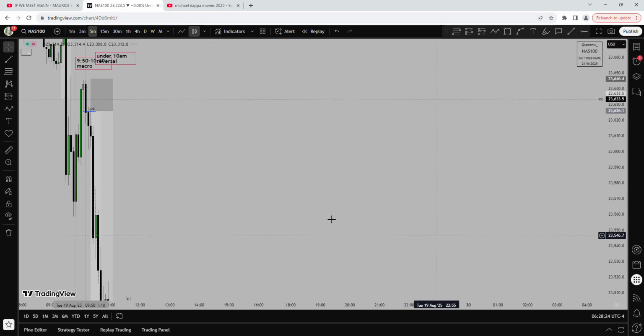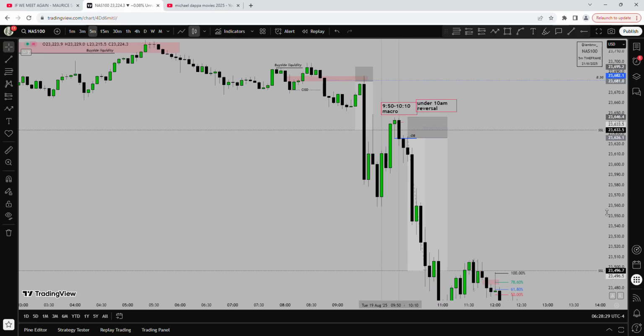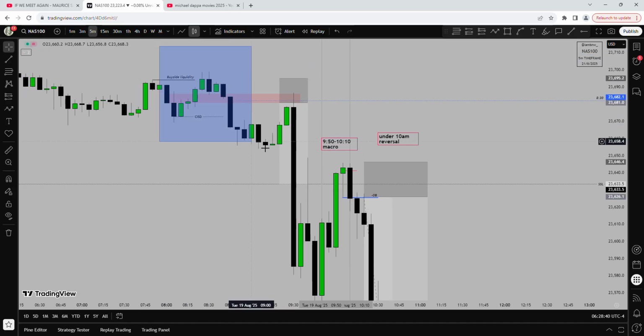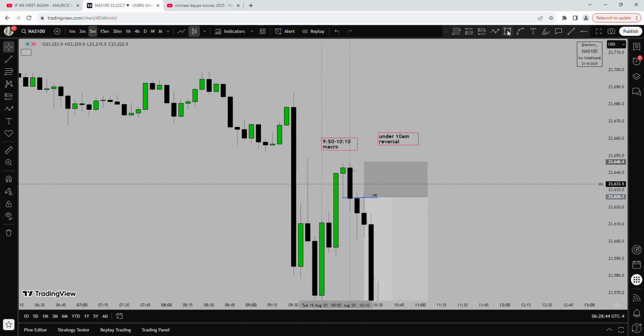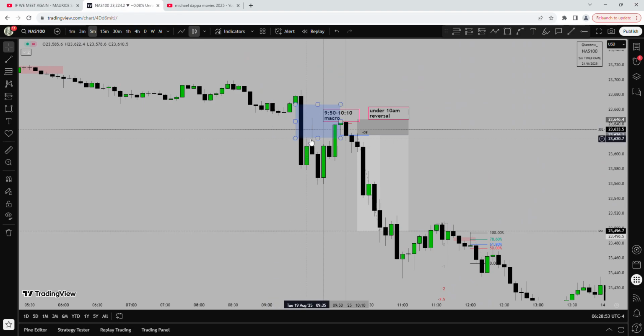I think on the 5 minutes it's clearer. So this is the macro. This line and this line are the macros. I'm just going to delete this because I'm done explaining this. So this is the macro, price traded into this FVG. Price traded into this FVG during the macro.